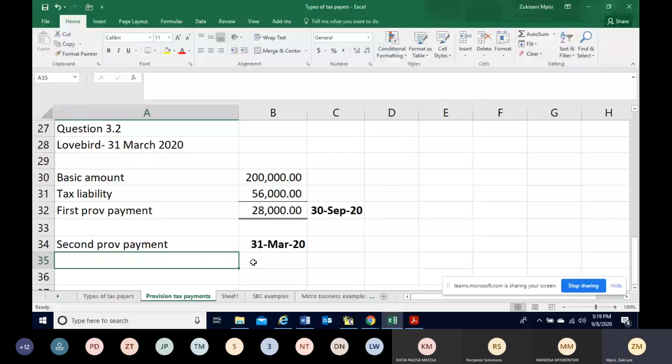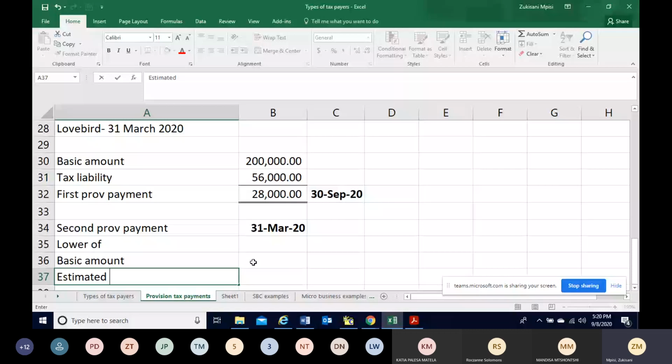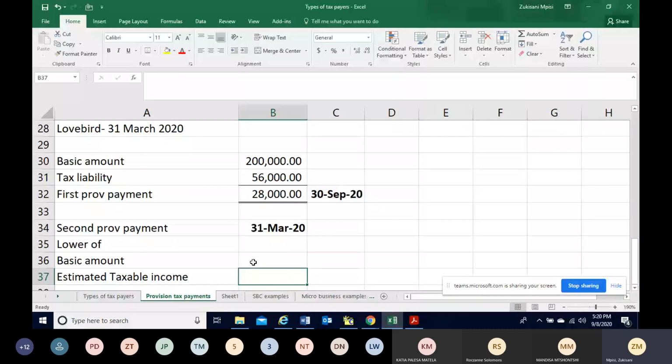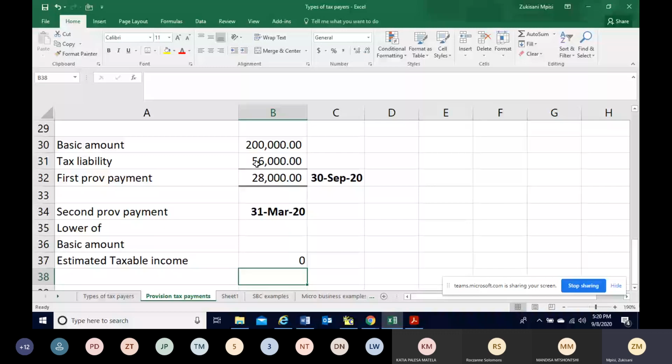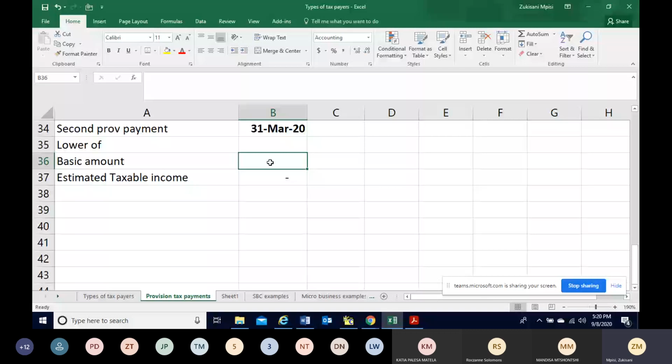an estimated taxable income. So in this case, what we have to do now is to look at the lower of the two, one being the basic income or the estimated taxable income. Now, in this case, we do not have the taxable income. It's not given. But the basic amount, we know of because we have already calculated the basic amount in the preceding year of assessment, which is 200,000, and we have already applied it for calculating the first provisional payment.